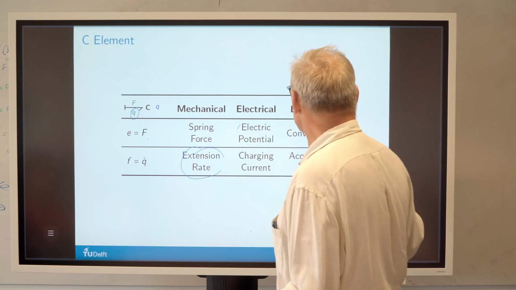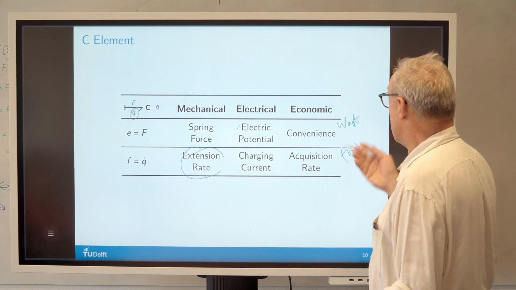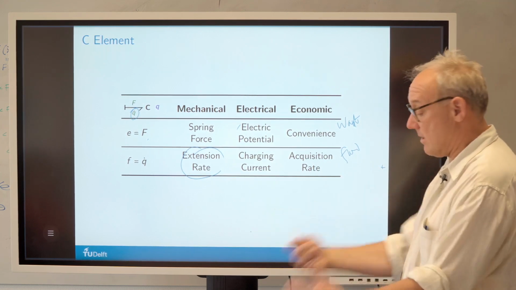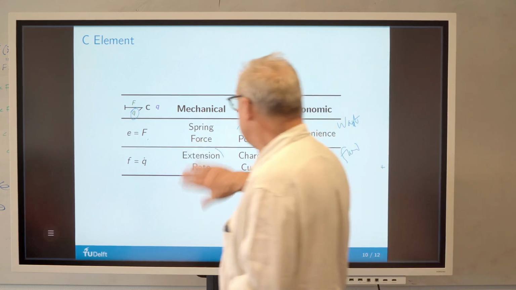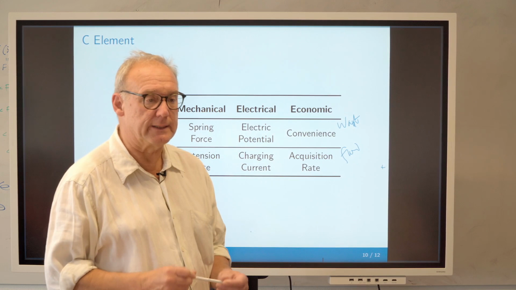So here I said this is a want, of course, and this is a flow of goods, but here I just call it acquisition rate, just because you're acquiring these goods and you don't really care how. Huh? Okay?